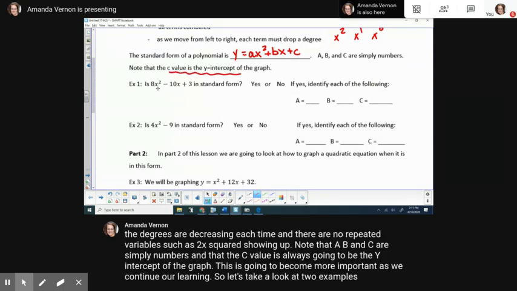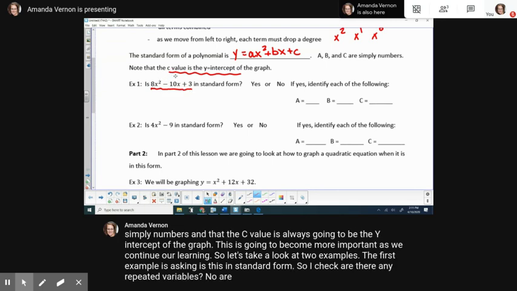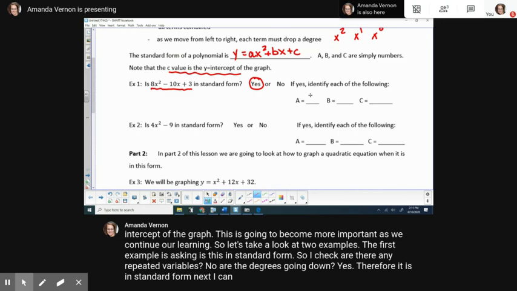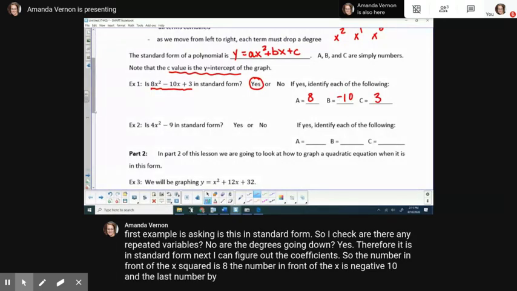The first example is asking, is this in standard form? So I check, are there any repeated variables? No. Are the degrees going down? Yes. Therefore, it is in standard form. Next, I can figure out the coefficients. The number in front of the x squared is 8. The number in front of the x is negative 10. And the last number by itself is 3. So I've now identified the a, b, and c of that equation.